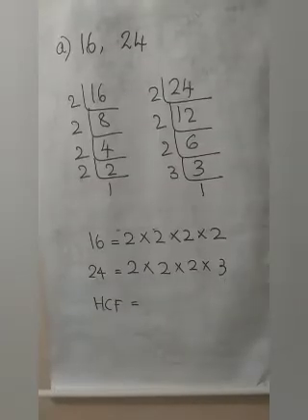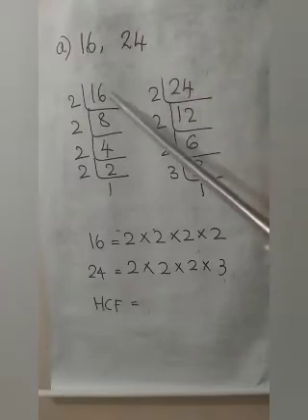Here, the numbers are 16 and 24. We need to find HCF by prime factorization method. So, the first step is to prime factorize the given two numbers. First, we are going to prime factorize 16 and 24. So, we prime factorize both the numbers.